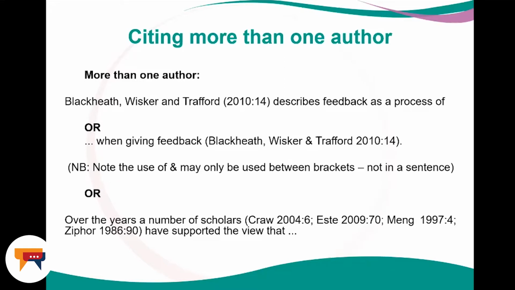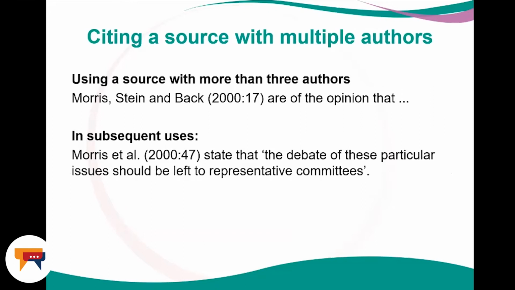Note, however, that you will only use the ampersand when you have the names in brackets. So when it's not in brackets, you will say Whisker, Blackheath, Whisker, and Trafford. But when it is in brackets, you will not say and, you will use the ampersand. When you are citing a source with multiple authors, the first time you cite them, you will put all their names. However, in subsequent uses, you will say Morris et al. So you don't have to repeat all the names in the subsequent citing.